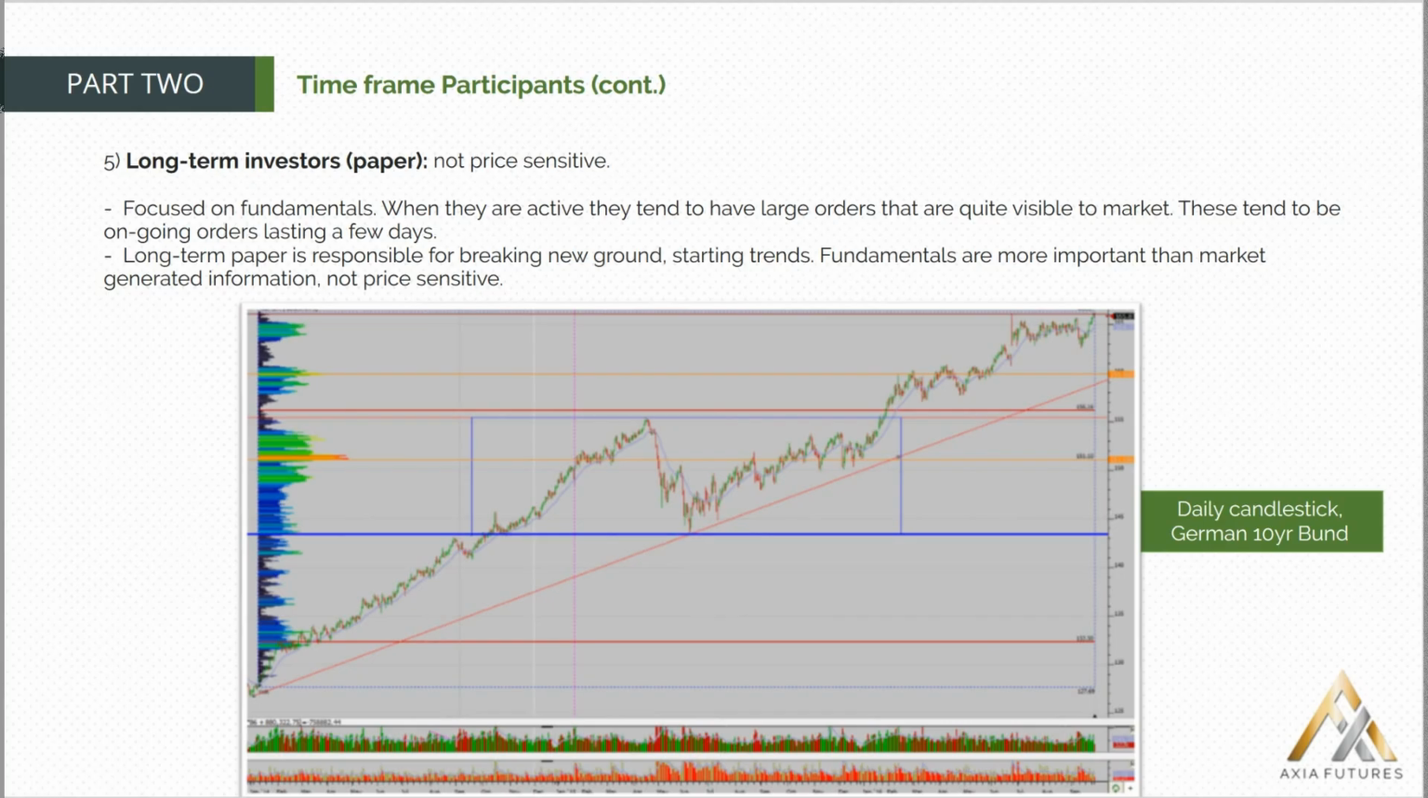Long-term paper is responsible for breaking new ground and starting new trends. Fundamentals are far more important than market-generated information, and most important, they're not price sensitive, and that is why they're very price influential and why they start new trends. As we can see by the example provided, this is a daily type time frame. Longer term investors tend to focus on the fundamentals given to us by central banks, the data from various nations, as well as all the macro events occurring around the globe. They then tend to use the technicals to confirm the fundamental picture that they understand.